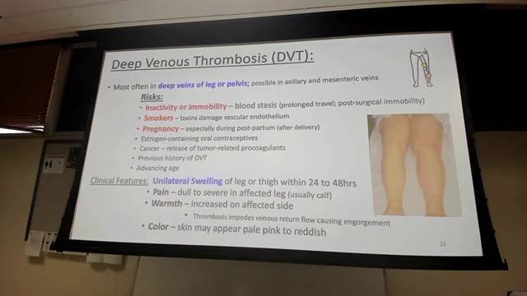All right, so DVTs, like I said, they typically begin in the lower extremities, the legs, the pelvis. And risk factors, like I said, if you're inactive or immobile, that blood's gonna hang around, it's not getting pushed out of the blood vessels, and so you're at increased risk of having a blood clot.